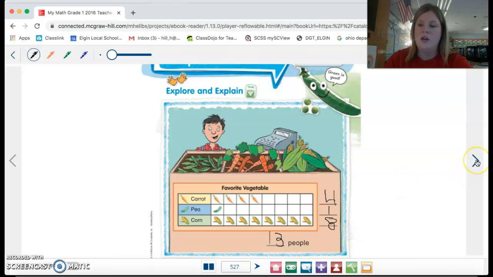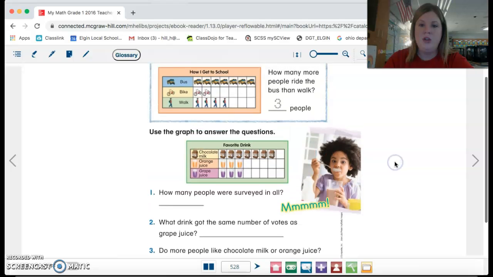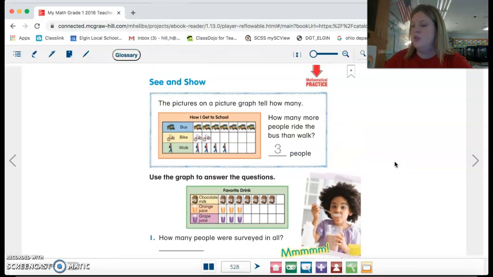Okay. We're going to go ahead and open your packet up so that your packet looks like mine. Should be at See and Show, right at the top of See and Show. All right, so it says the pictures on a picture graph tell how many. How many more people ride the bus than walk? Okay, so here is the bus, and here's how many people walk. So they are asking how many more people ride the bus than walk. So we can see from this, if I were to bring these buses down, I'd have 1, 2, 3. So 3 more people ride the bus than walk. Okay, so you can go ahead and trace that 3.